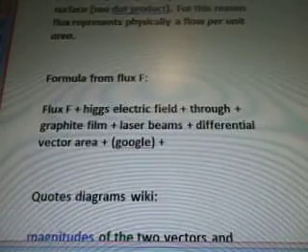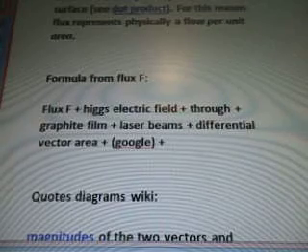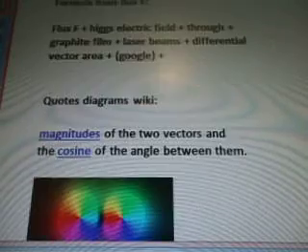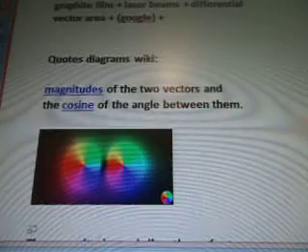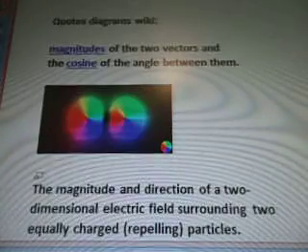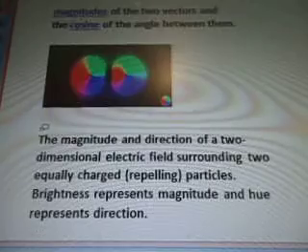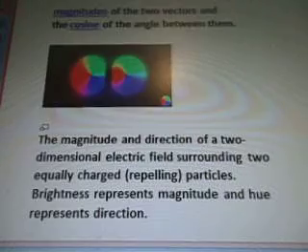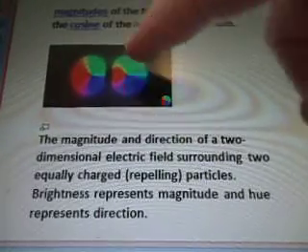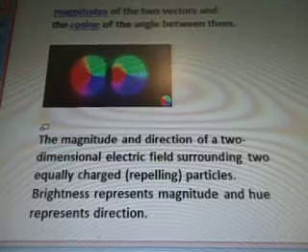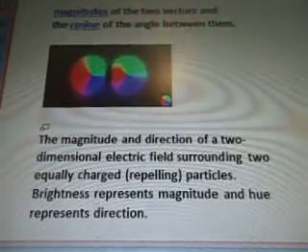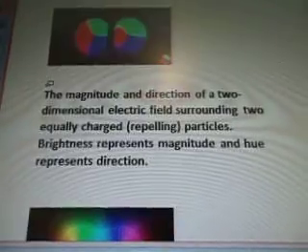Flux F plus Higgs electric field through graphite film, laser beams, differential vector area. I'm going to Google that. Quote and diagrams from wiki. Magnitudes of the two vectors and the cosine of the angle between them. See this round shape thing? That looks like that Comet ISON. If you look at the pictures, it looks like it's got one of these with a tail on it. So just thought you should know that.